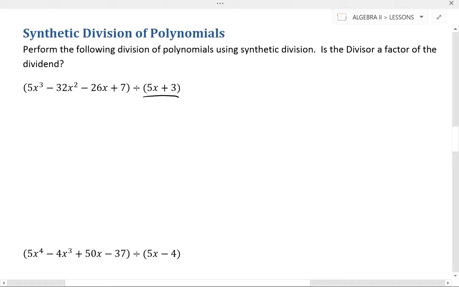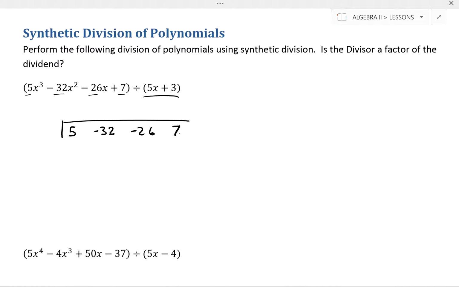It starts getting set up similarly to long division, except underneath the division setup, we're only going to write down the coefficients of our dividend. So our dividend right here, I'm only going to write down the coefficients, not the variables. So 5, negative 32, negative 26, and 7. Those are the only terms that are going to go underneath the division sign.